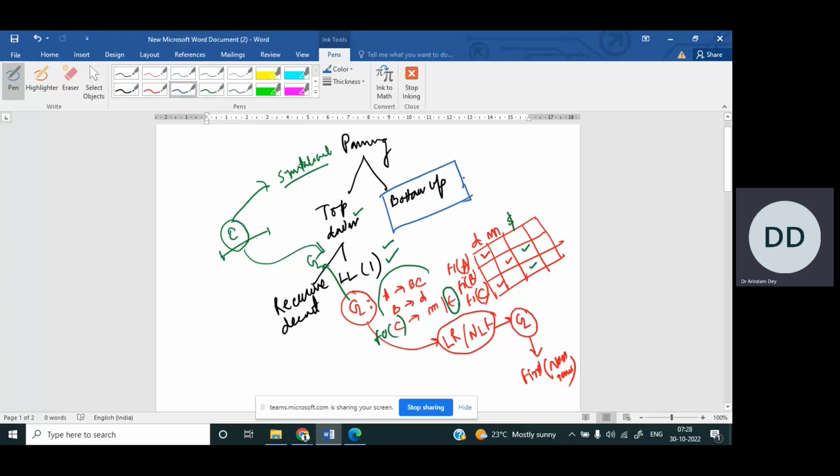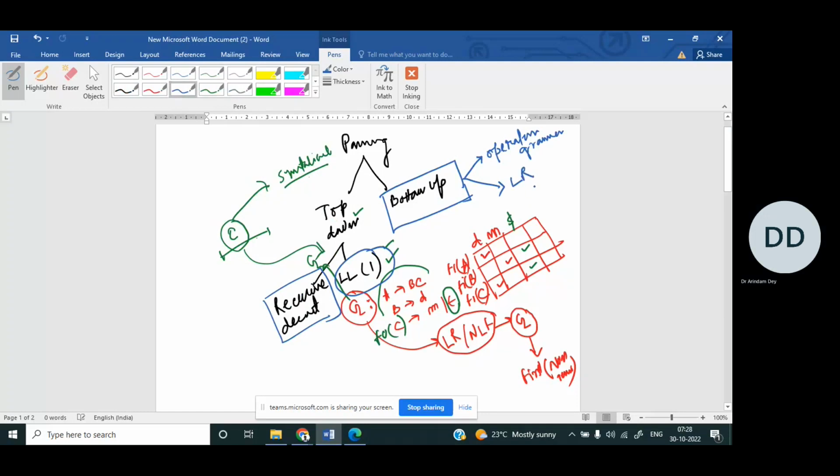Okay. So bottom-up parsing, like top-down parsing, had two categories: recursive descent and LL1. Mainly two categories. Bottom-up parsing will also have two categories: operator grammar, you have to know this, and also operator precedence parsing is there. Another parsing technique is called LR parsing.